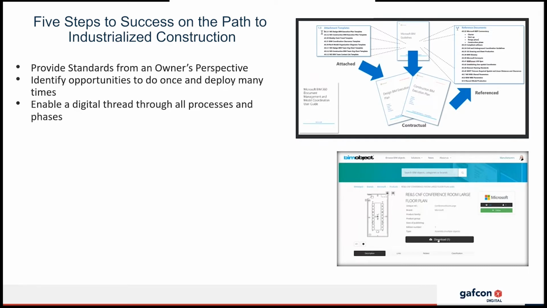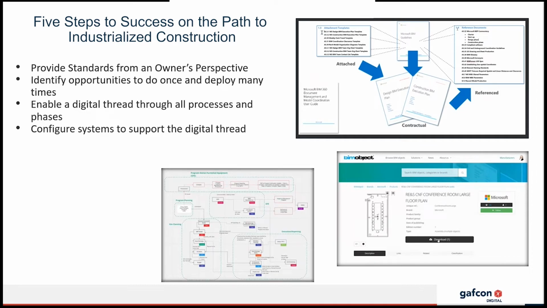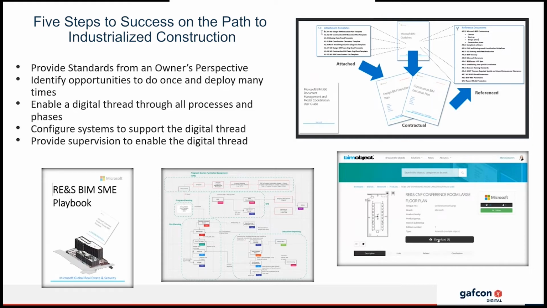I mentioned the digital thread is absolutely critical, and the digital thread runs through all processes and phases of the project. And so we have to not only identify the digital thread, but configure systems that support this digital thread through the whole process. And lastly, there has to be supervision of this digital thread. This process involves building a virtual building at the same time as building the physical building and keeping everything in synchronization at certain phases, at certain intervals through the process.